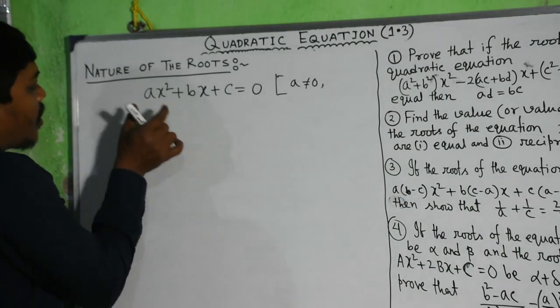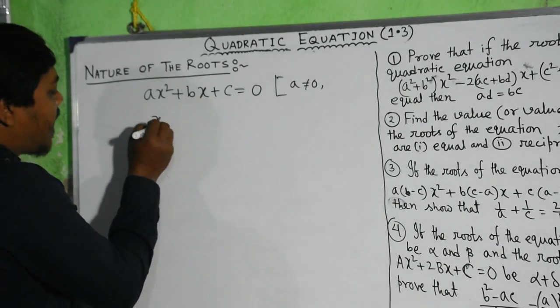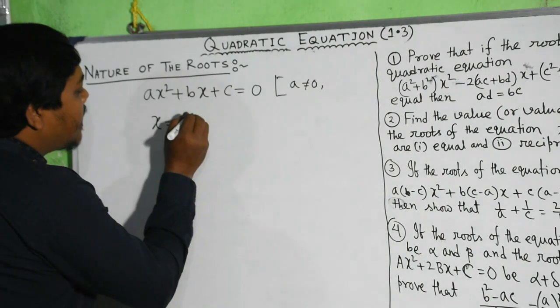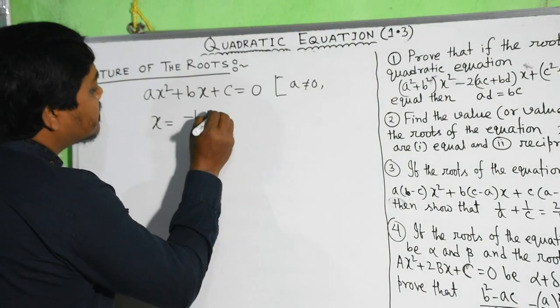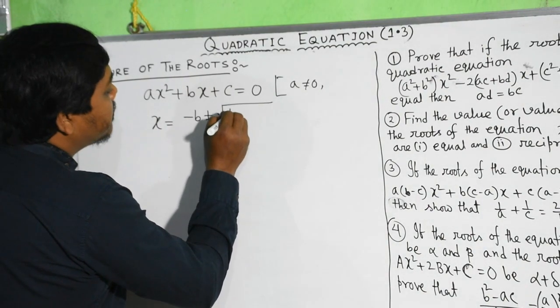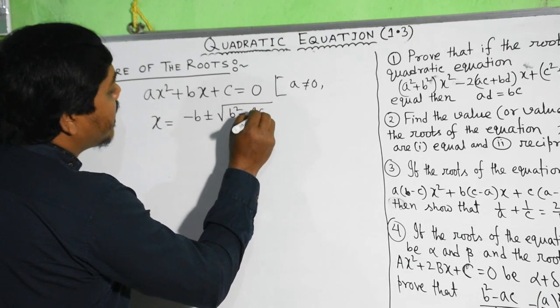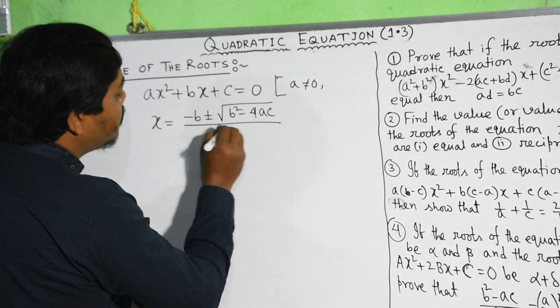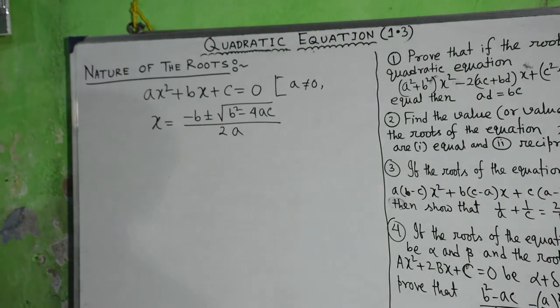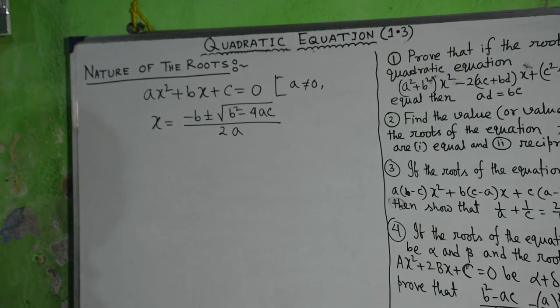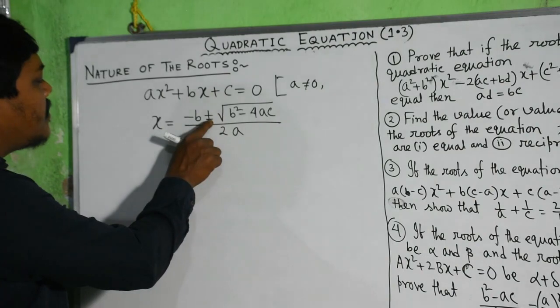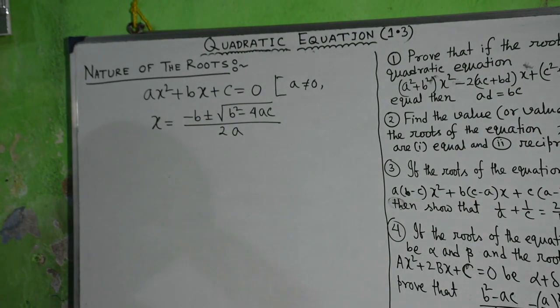After solving this equation, we will get x equals minus b plus minus square root of b square minus 4ac, divided by 2a. When we take the plus sign, we will get one root. When we take the negative sign, we will get the other root. Here we will focus only on when the roots are real, equal and imaginary.